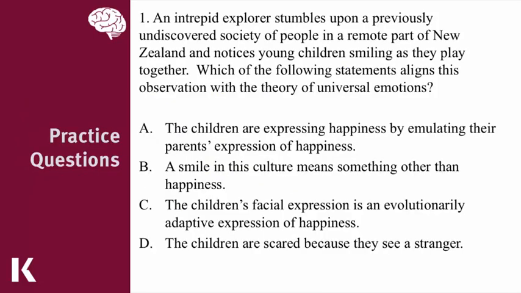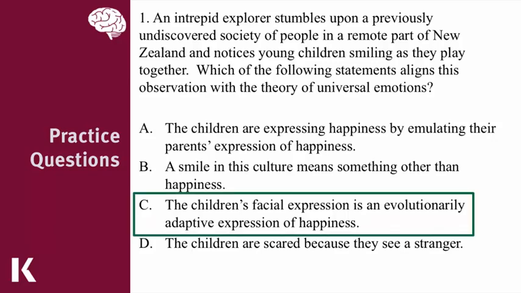Let's try a couple of practice questions, such as this one regarding the theory of universal emotions. And the correct answer is C. Remember, universal emotions said that these 7 emotions are universal regardless of the cultural background. Answer choice C is the only option that doesn't have any cultural influence over the children's behavior.